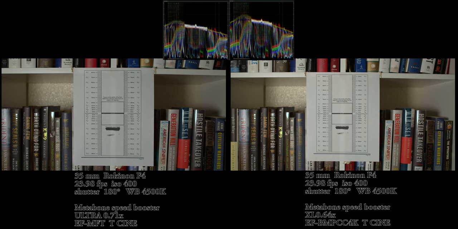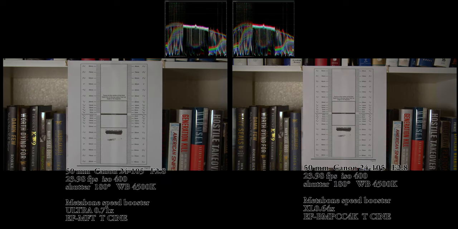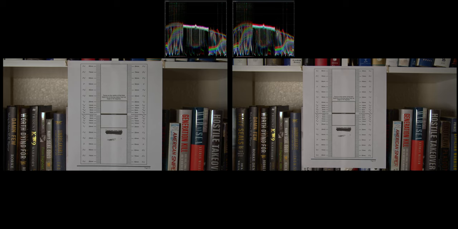And also, as far as color shifting, I didn't really see anything significant visually. But there is a little shift, and we'll punch in with the RGB waveform just to show that, and also to show the difference between the stops of light.